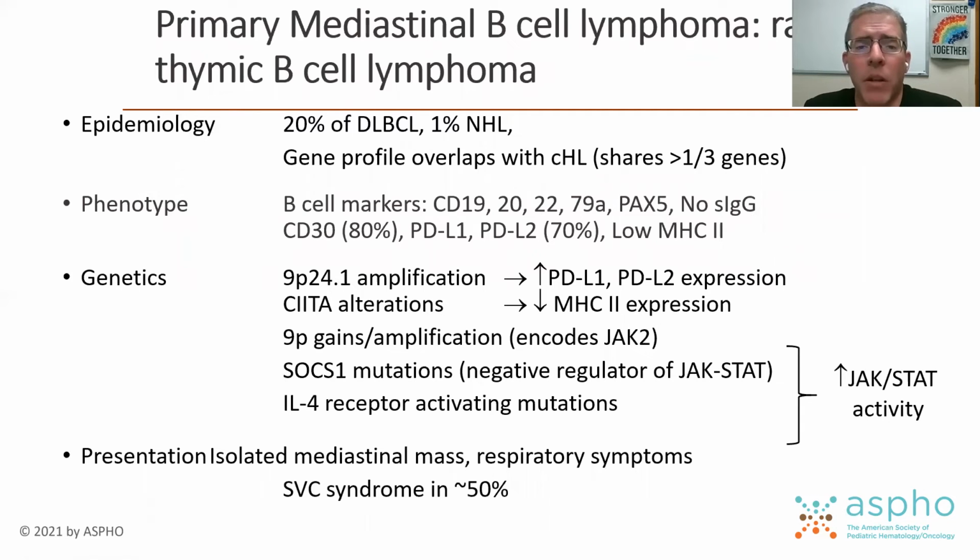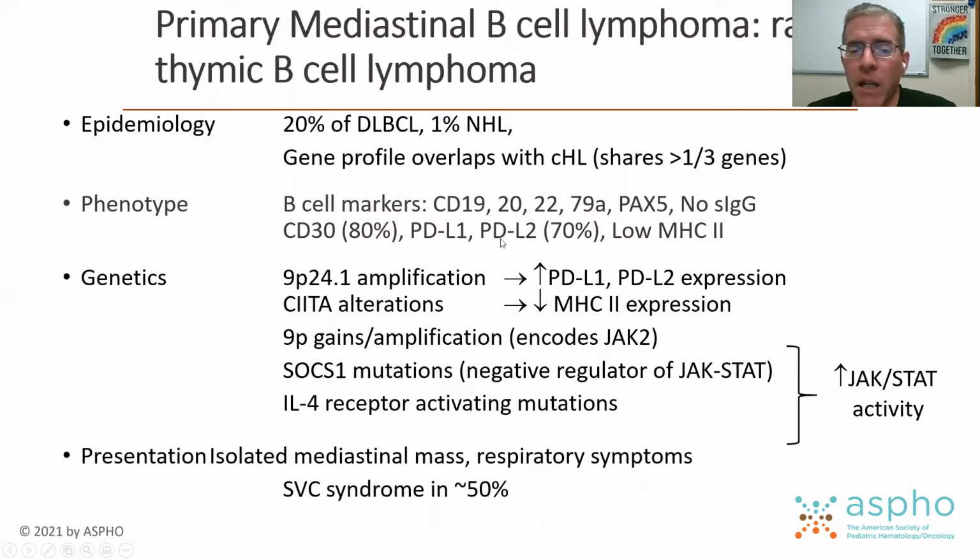Primary mediastinal B-cell lymphoma is a very rare thymic B-cell lymphoma. It comprises about 20% of diffuse large B-cell lymphoma, but only about 1% of pediatric NHL. The gene profile overlaps with classic Hodgkin lymphoma. They share about a third of the same genes. You still see B-cell markers, no surface IgG. CD30 is expressed in 80%.